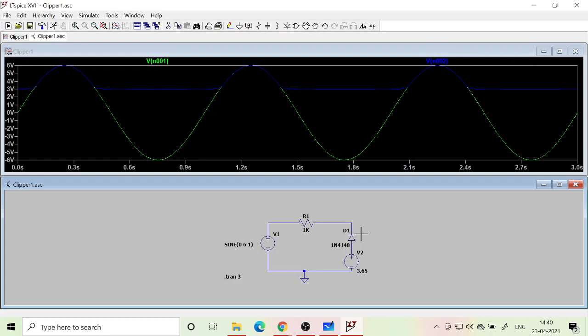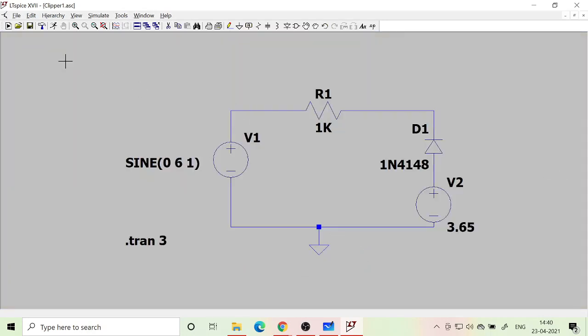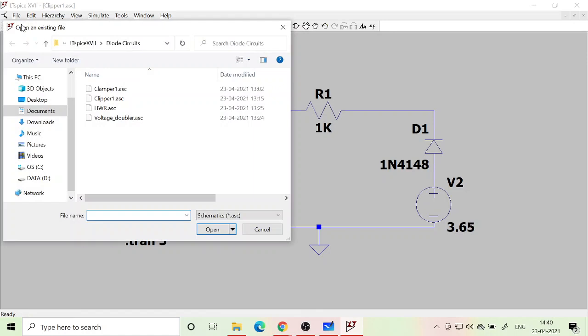So this way you can do any circuit. Now you know it, you did it yourself. I mean, at least you told me the voltage, so that is good. Alright, so let's take another one, the clamper.